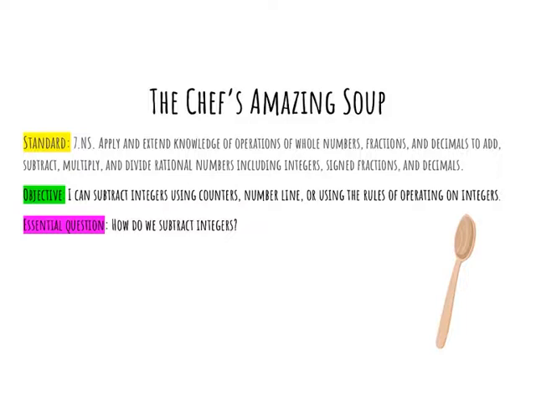All right, the standard for this lesson is 7NS, well, actually 7NS1: Apply and extend knowledge of operations of whole numbers, fractions, and decimals to add, subtract, multiply, and divide rational numbers, including integers, signed fractions, and decimals. And the objective when you walk out of this classroom, I want you to be able to confidently say, I can subtract integers using counters, number lines, or using the rules of operating on integers. Our essential question today is, how do we subtract integers?